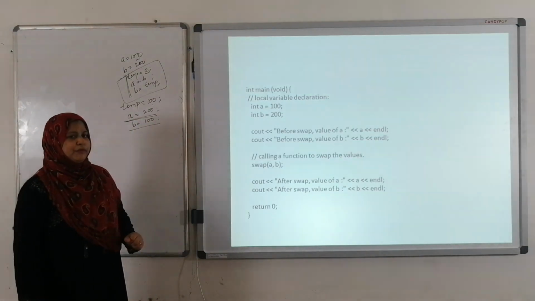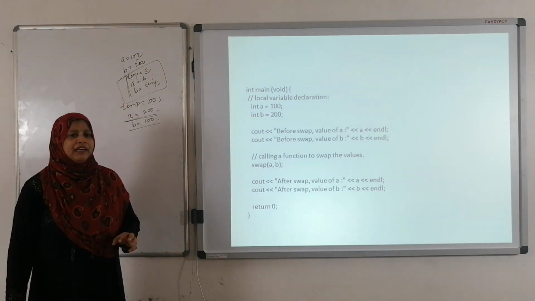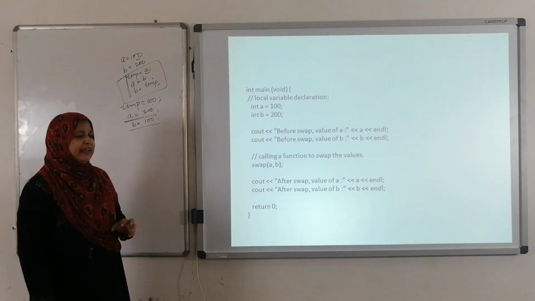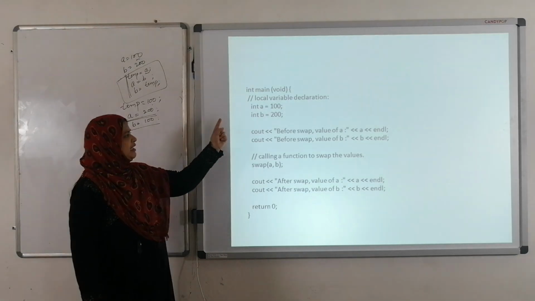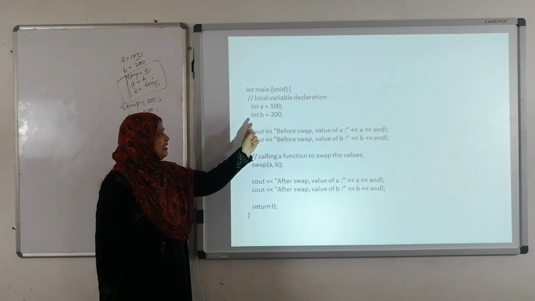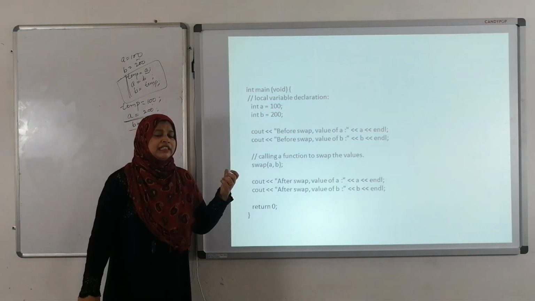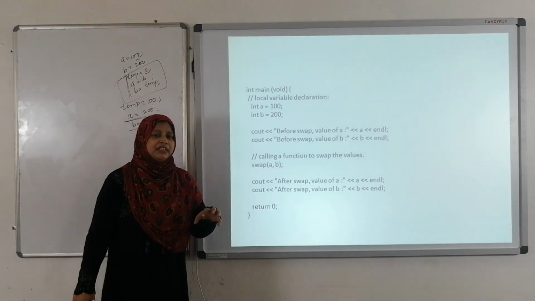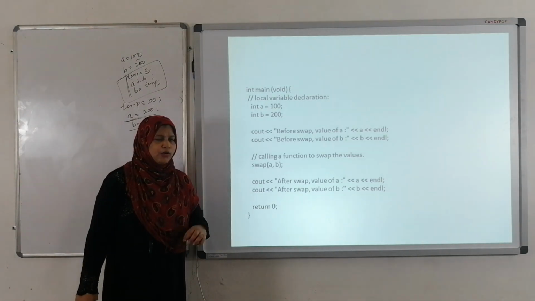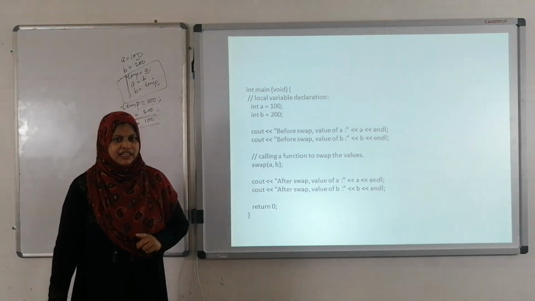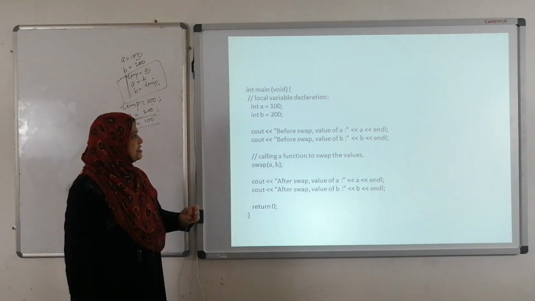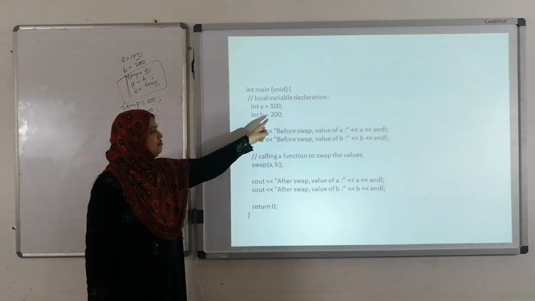Whenever I execute this program, int main is the first function to be executed. So here, int a is a local variable declaration. Local variables are the variables present within that particular function. So a and b are local to the main function. So int a equals 100, b equals 200.